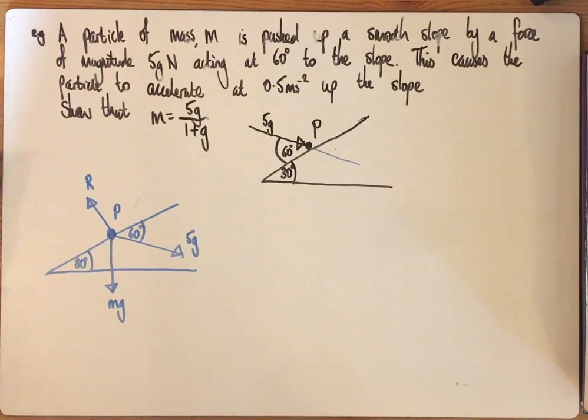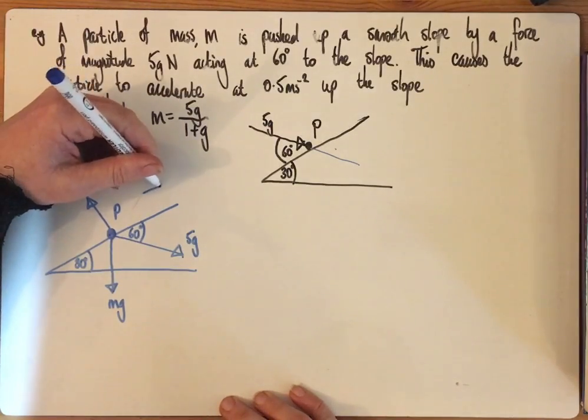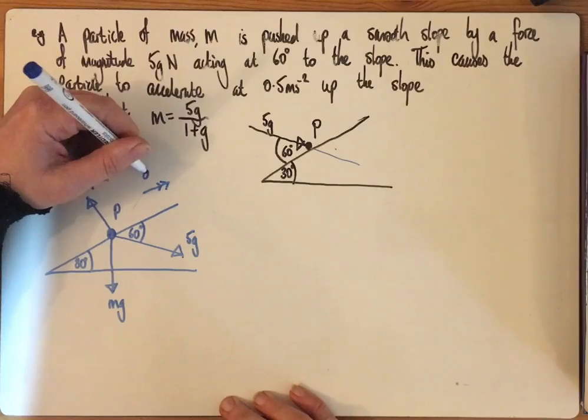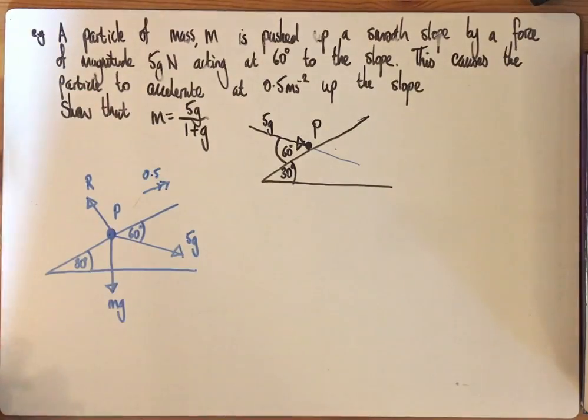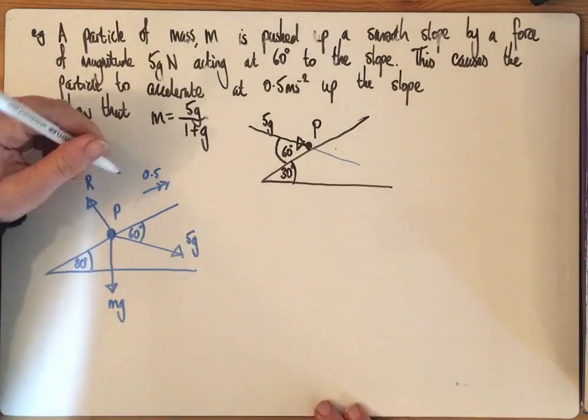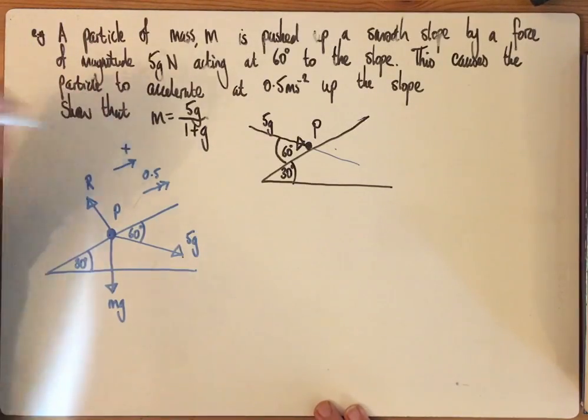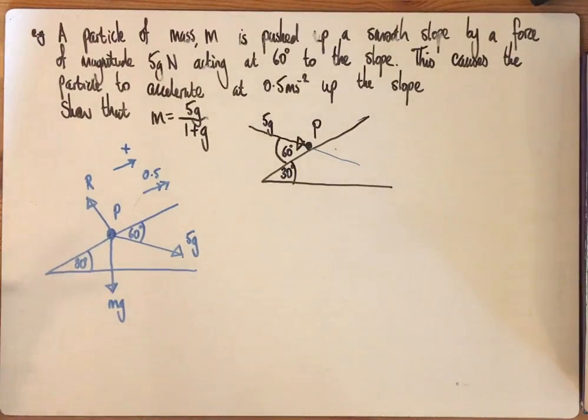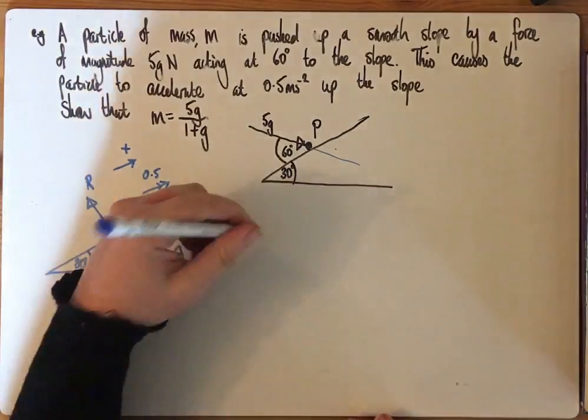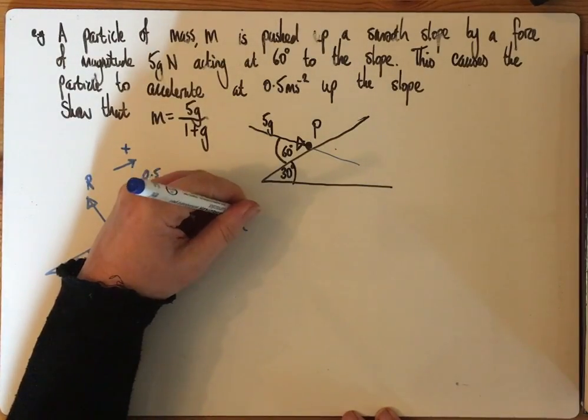So we know that it's accelerating up the slope. Normally for acceleration, you just do a double arrow, and that's 0.5 meters per second squared. So we really want to resolve in the direction of motion, which is parallel to the slope. And we want the positive direction to be in the direction of motion. So I'd also make that direction your positive direction. It just makes life easier. So we're going to resolve parallel to the slope.